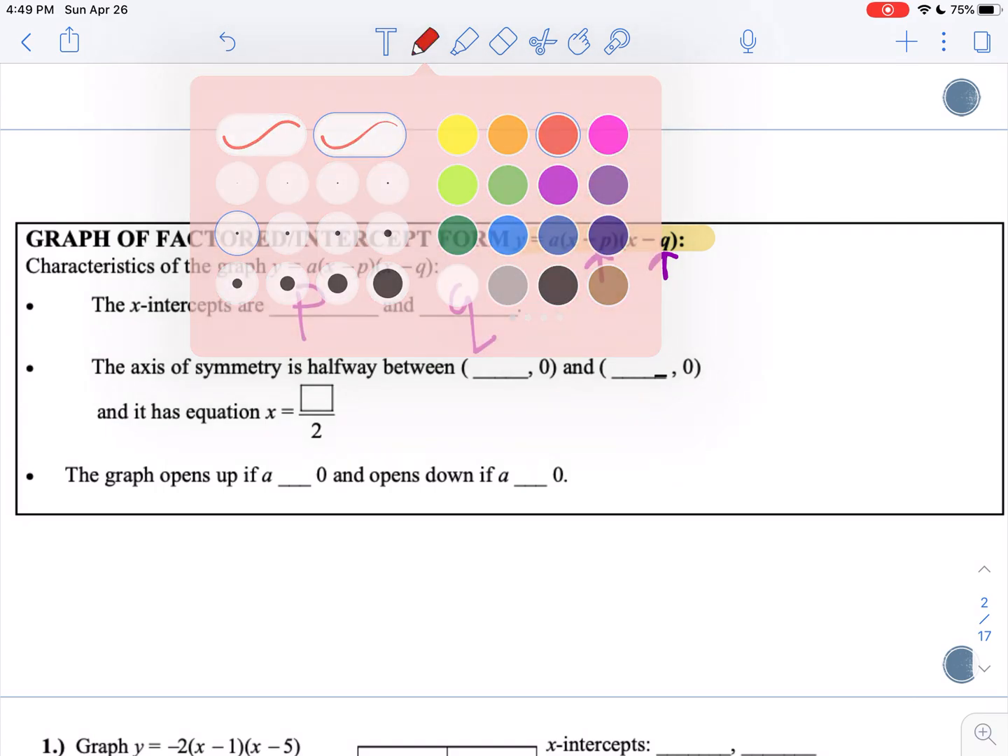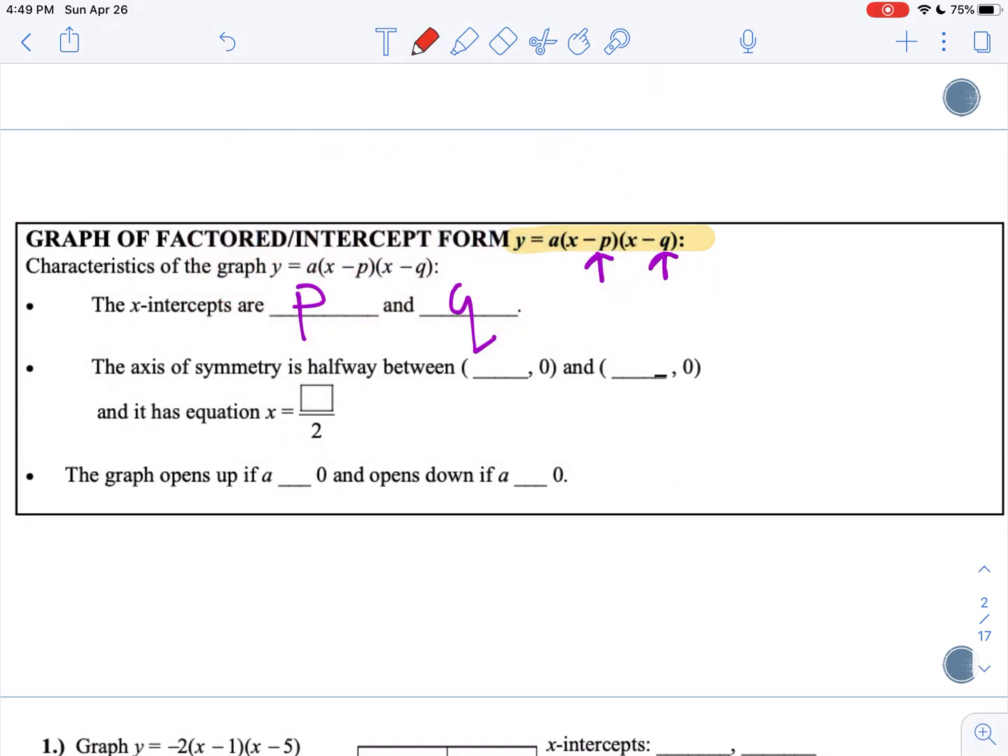When we talk about the axis of symmetry, well, if p and q are the x-intercepts, the axis of symmetry must be halfway between p comma 0 and q comma 0, all right? Which makes sense, right? I'm going to quickly draw a quadratic function here. If this is my quadrant and my parabola is located here, and these are my x-intercepts, these are my p and my q values, all right?